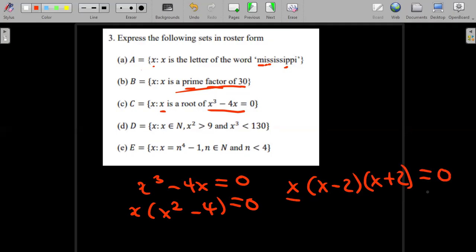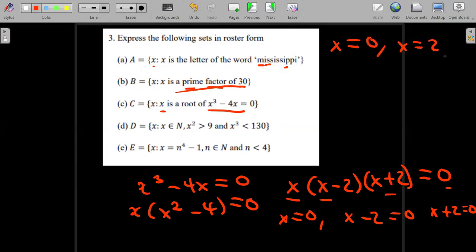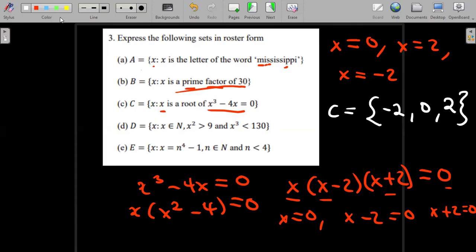Then I can equate each of these linear factors to 0. So I'll have x equal to 0, x minus 2 equal to 0, and x plus 2 equal to 0. So this means that the values of x that I'm going to get are x equal to 0, x equal to 2, and x equal to negative 2. So these here are the elements contained in the set. Then I can list these elements. So the set C is just going to be equal to the set with elements negative 2, 0, and 2, like this. Okay, hope that is clear.